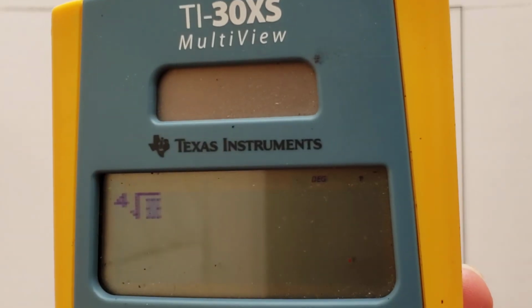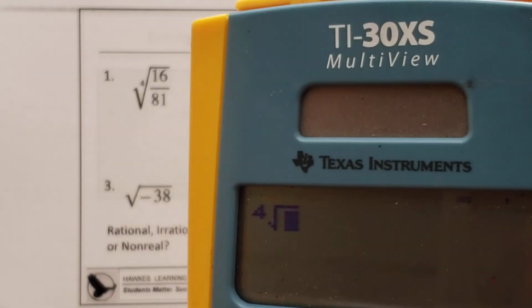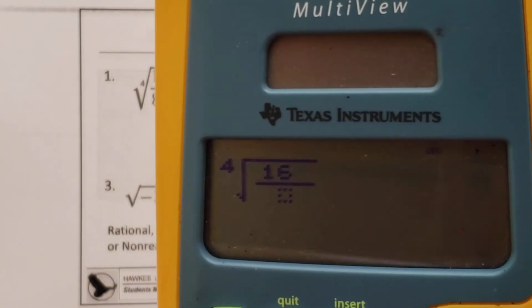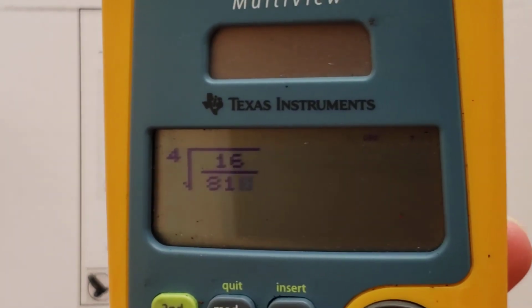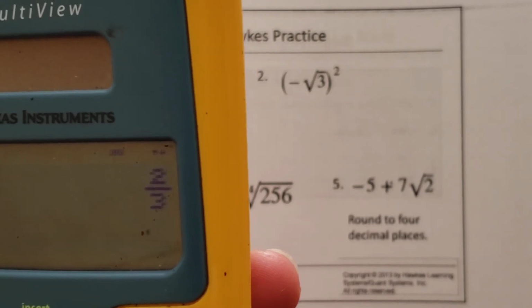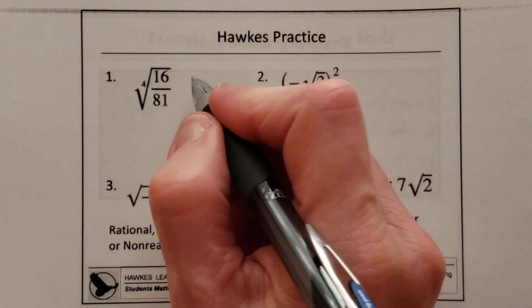Do you see that? And then I'm going to type in my fraction button. And I want to know what is 16 over 81. I'm going to right arrow out of the radical. And my answer is 2/3.